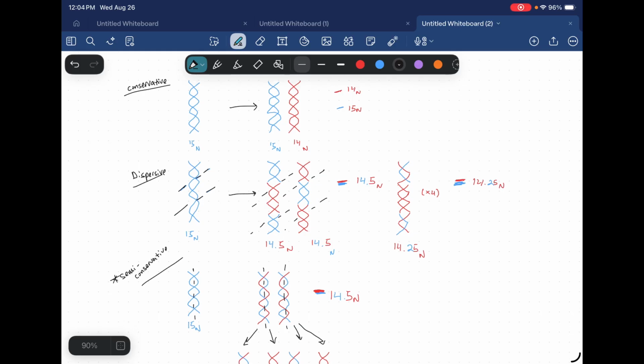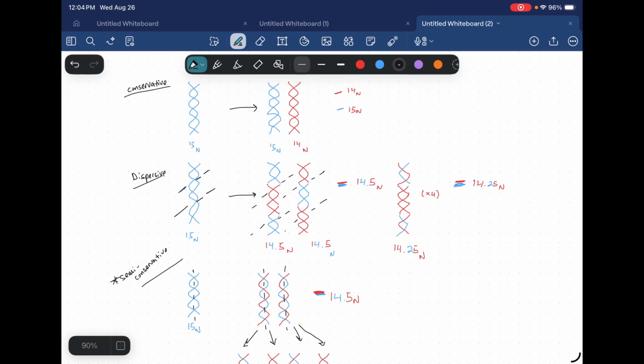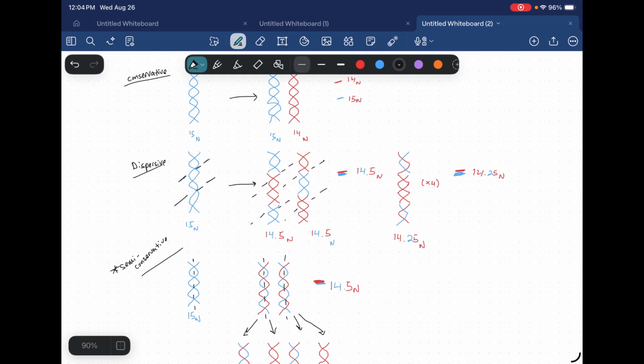Up until this point, scientists knew that DNA carried genetic information and that it had to replicate to pass that information along. But they didn't know how DNA replication actually occurred. So there were three proposed models that were each tested.